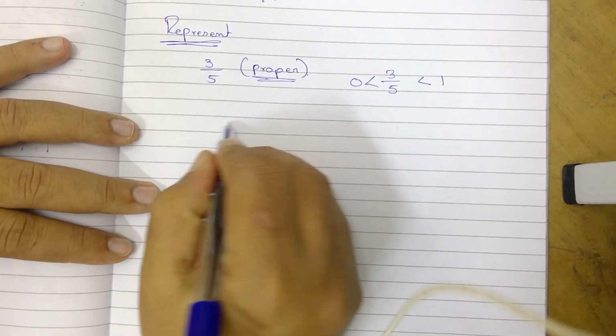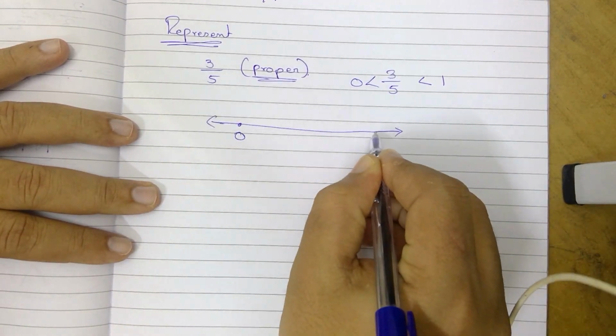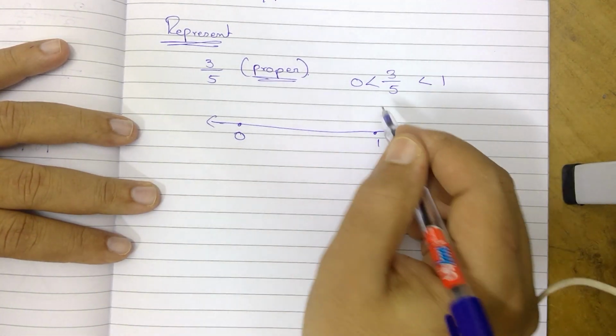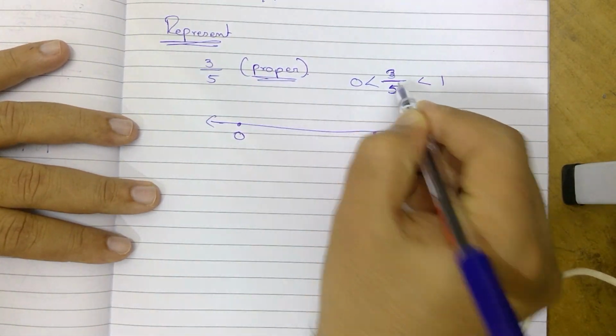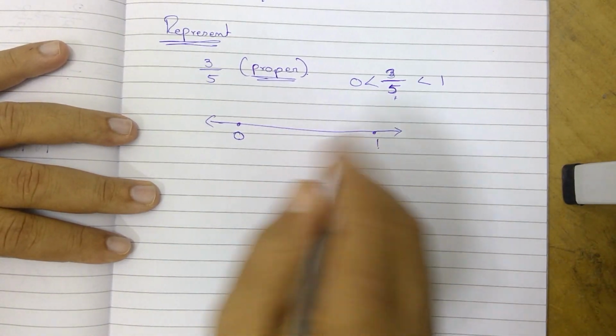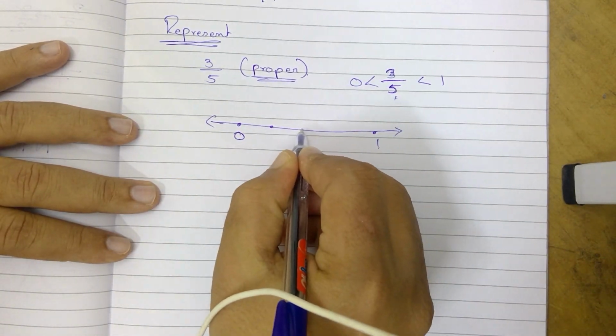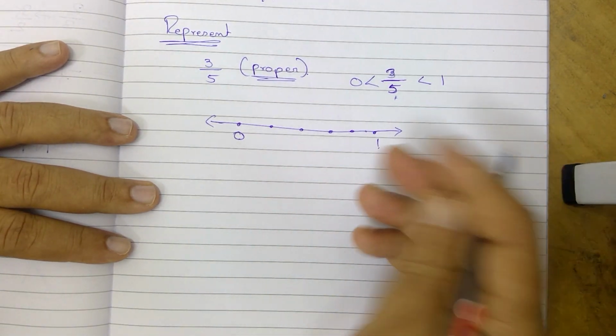Let us draw a number line with 0 over here and 1 over here. Since the denominator is 5, it is divided into 5 parts. So you divide 0 and 1 into 5 parts: 1, 2, 3, 4, and this is the 5th part. All 5 parts should be equal.